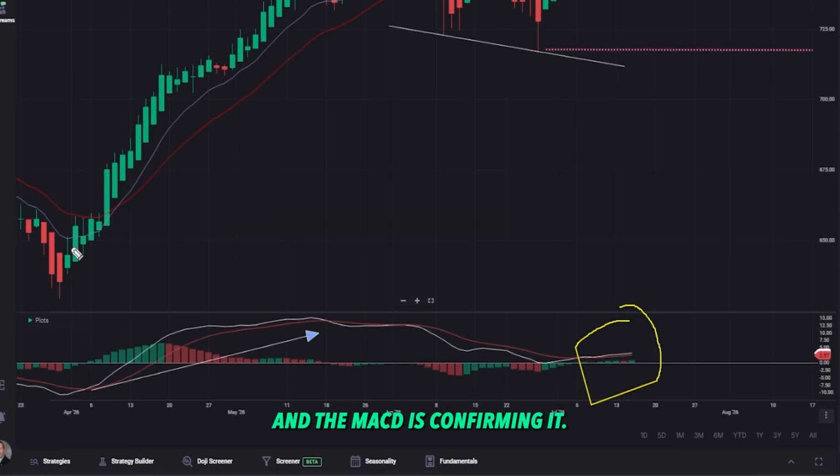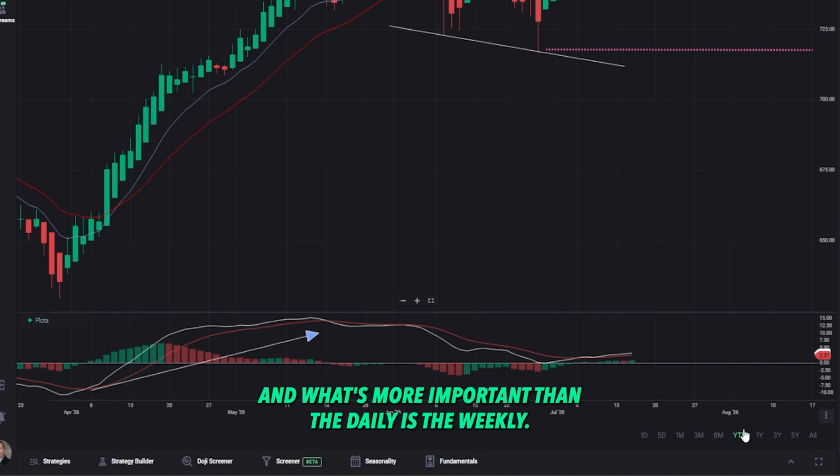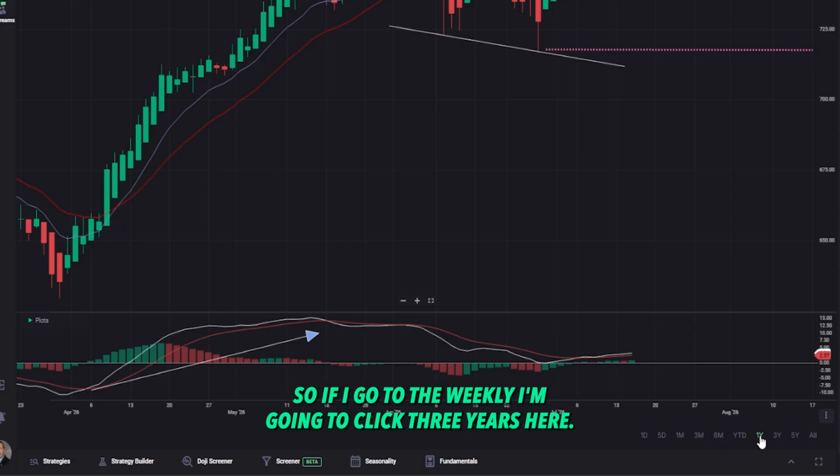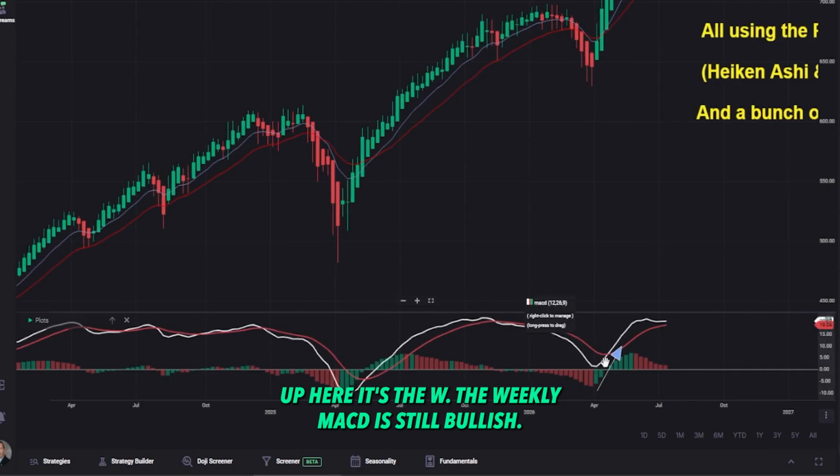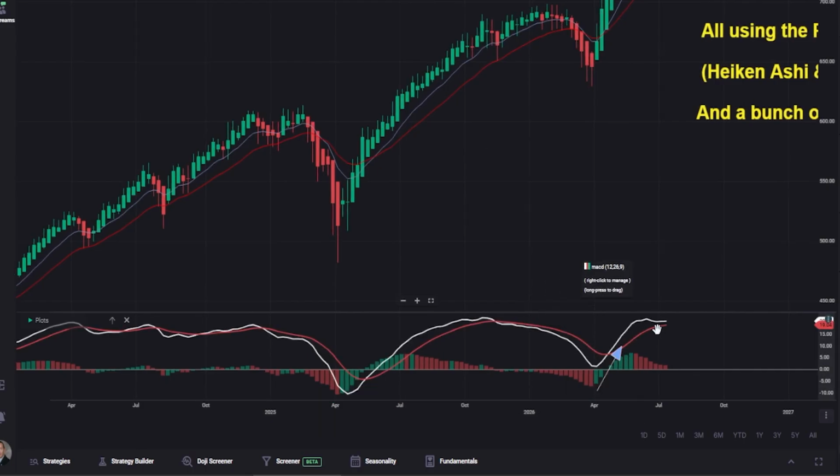And the MACD's confirming it. Now, that's the daily MACD. And what's more important than the daily is the weekly. If I go to the weekly, I'm going to click 3 years here. You'll see it changes to weekly up here. See the W? The weekly MACD is still bullish. See that?